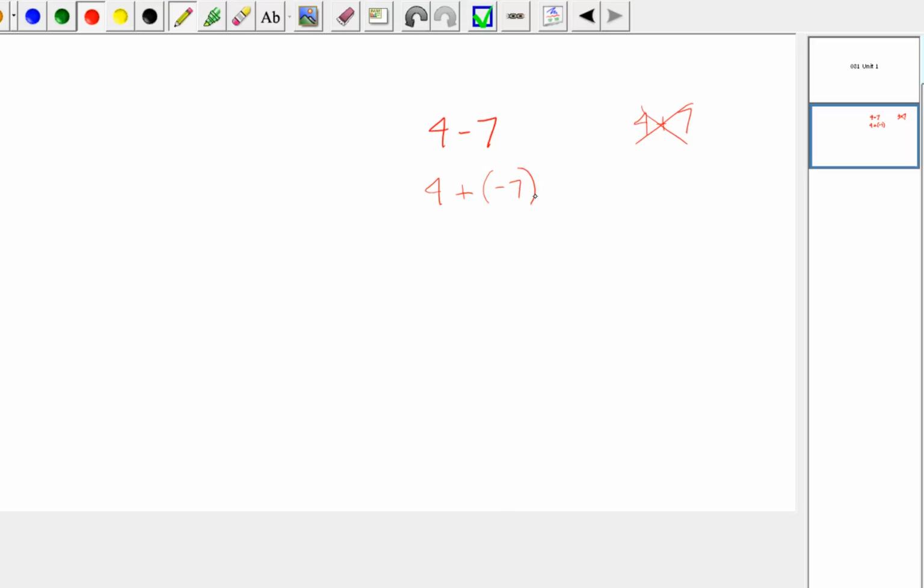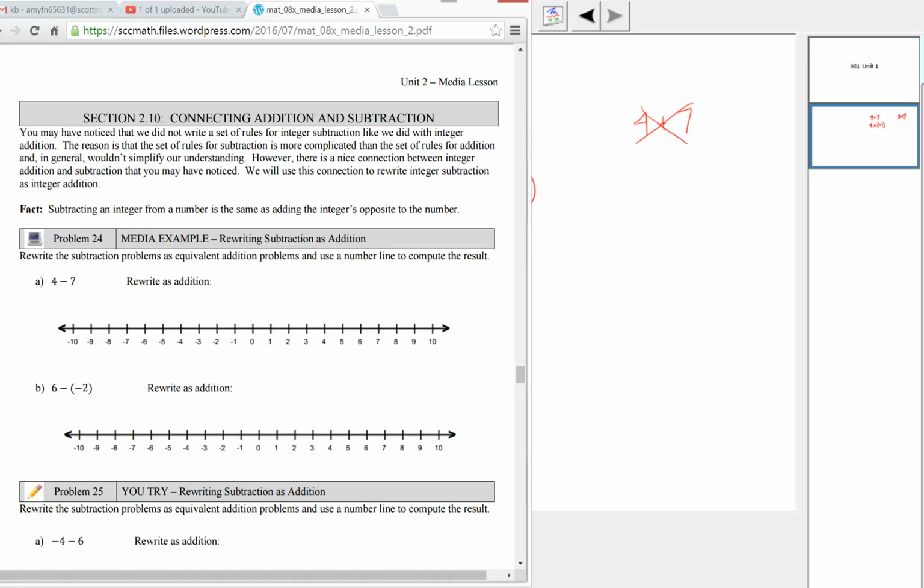Okay, and again, it's best if you first connect this to the chips and show them, well, when we wanted to take away the 7 chips, we ended up adding negative chips. Okay, but they need to have this skill, and here it's just the introductory part. We're really going to use this in the next unit. So it's good to introduce it here. Hopefully they'll begin to get an understanding of it, but it'll get more solidified in the next section.